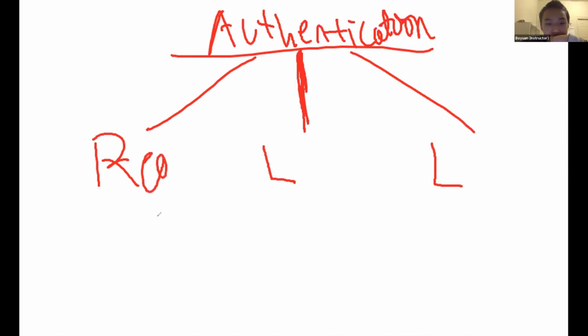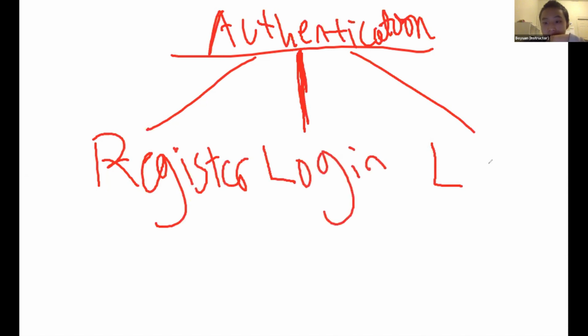All right. First one is called register. Second one is called log in. And third one is called log out. Okay, I spelled log out incorrectly. Whatever. Log out. All right. Register, log in, log out. Those are the 3 features that we need for authentication.